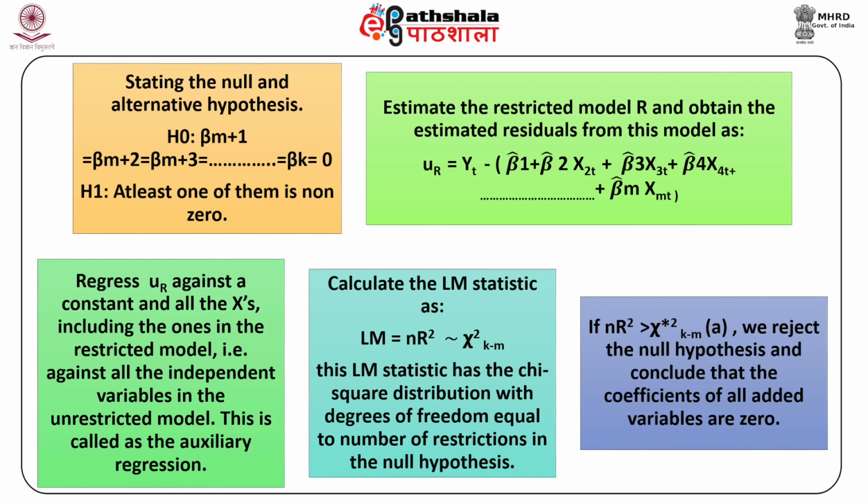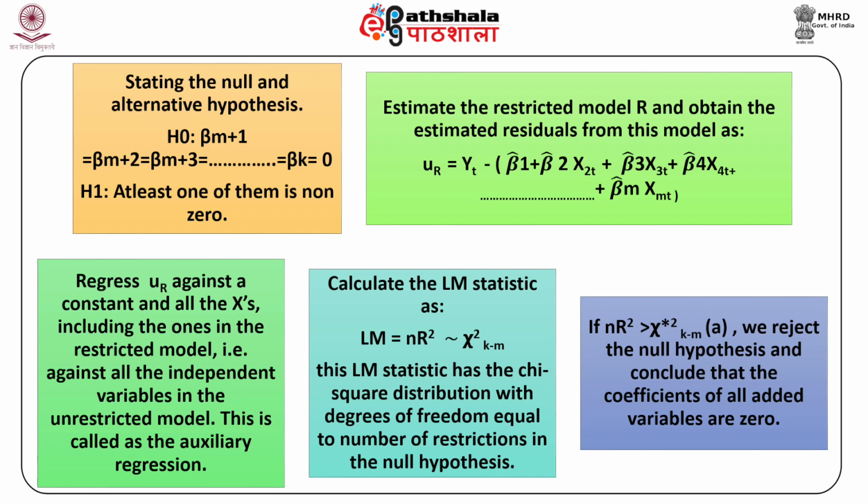Estimate the restricted model R and obtain the estimated residuals from this model as u R hat is equal to Yt minus (beta 1 hat plus beta 2 hat x2t plus beta 3 hat x3t plus beta 4 hat x4t till beta m hat xmt). If the unrestricted model is the correct model and variables x m plus 1, x m plus 2, to xk should have been included in the model, then in the estimation of the R model, the effect must have been captured in the residuals. So the residual must be related to these omitted variables.